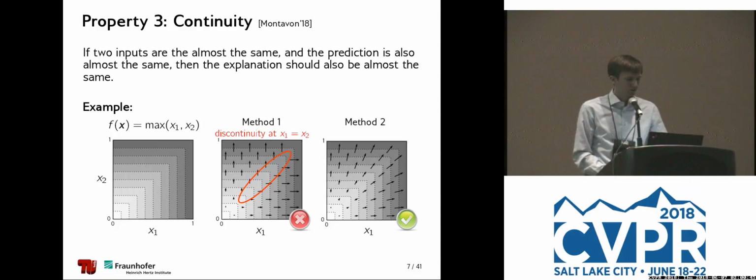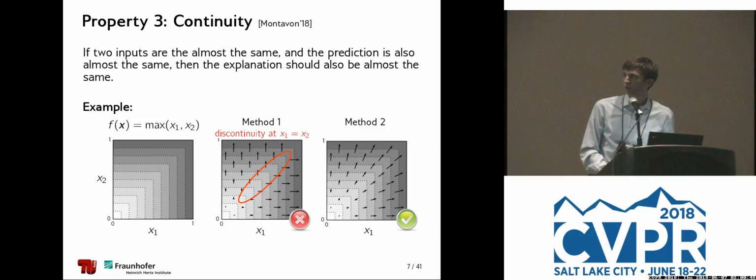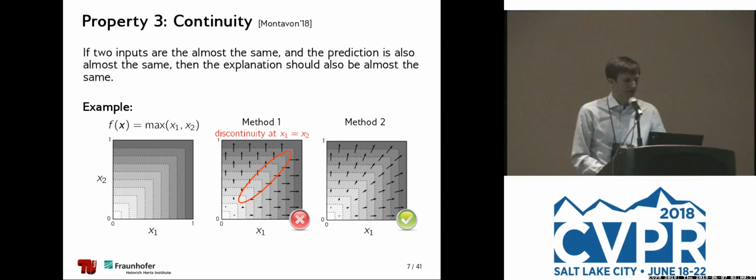And here we see a simple example where we have a 2D function, which is the maximum between two variables, given as a contour plot. And here the explanation, so the importance of x1 and x2, is given as a vector field. And here we see that method 1, which is basically based on the gradient, has a discontinuity at x1 equals x2, which means that two very similar inputs will be explained in a different way, although they are actually almost the same and predicted the same. So what we would like to do instead is to have a method which gradually reorients the explanation from x1 to x2 as you move in the input domain.